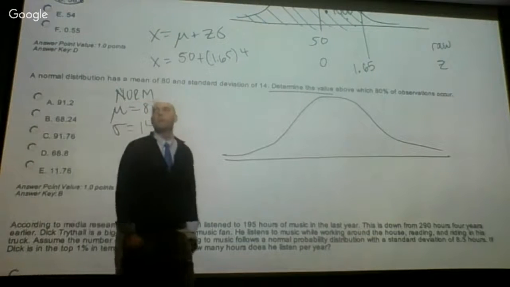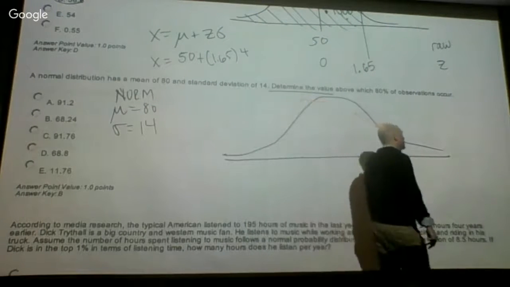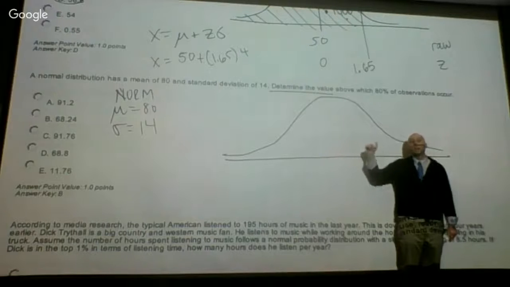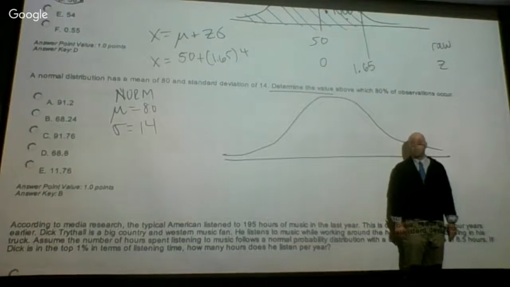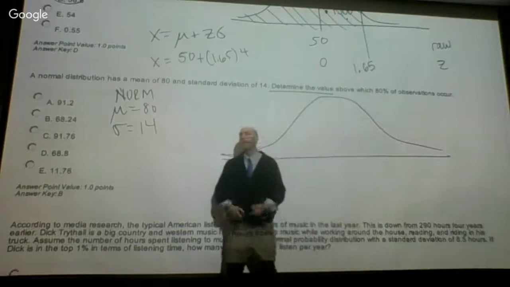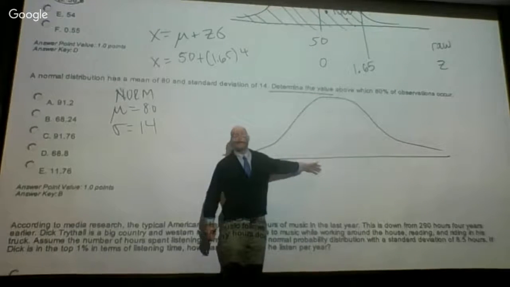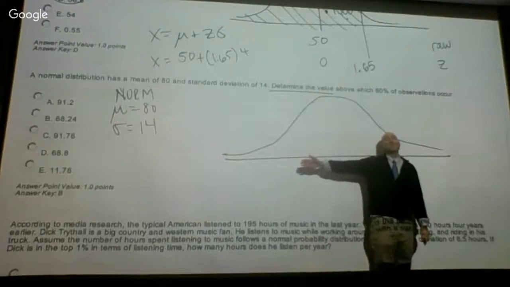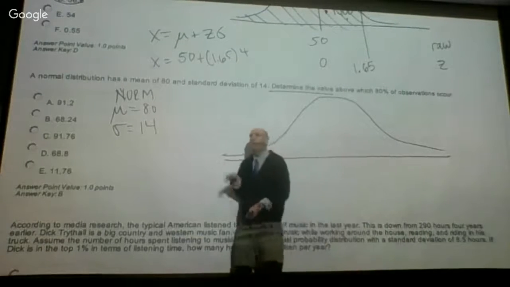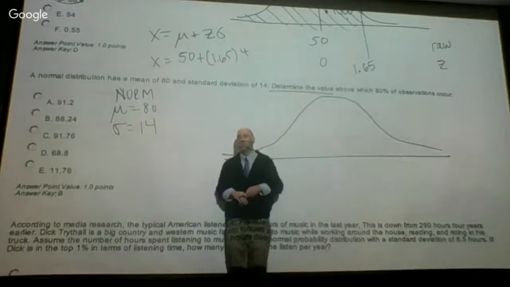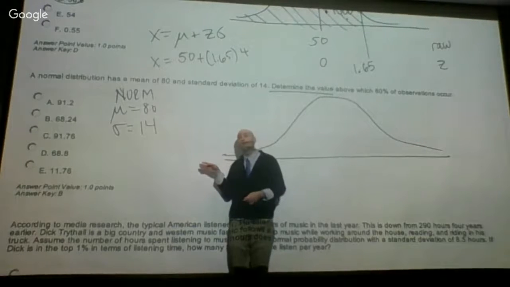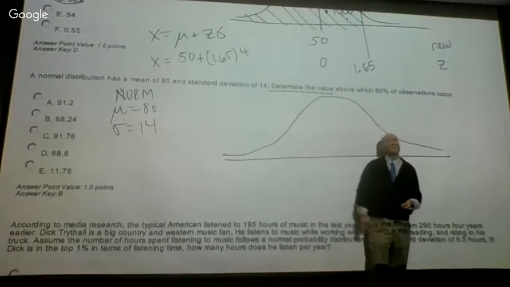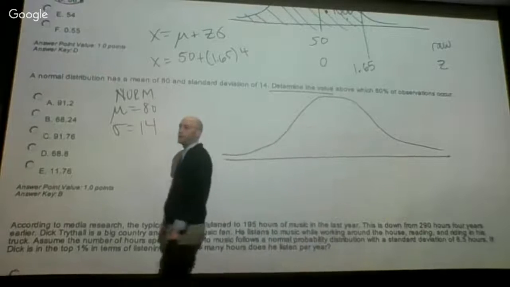In the previous problem, we said determine the value below which 95% occur. In this problem, we need to determine the value above which 80% of the values occur. There's a difference between the 95th percentile and the 20th percentile, where 80% is above it and 20% is below it. In the previous problem, it's determine the value below which 95% of other values occur. So we start with the proportion.